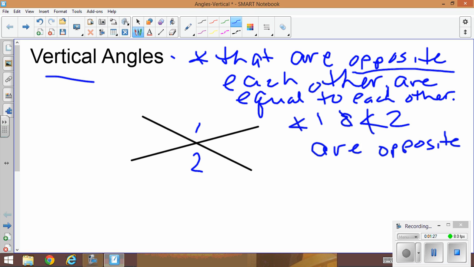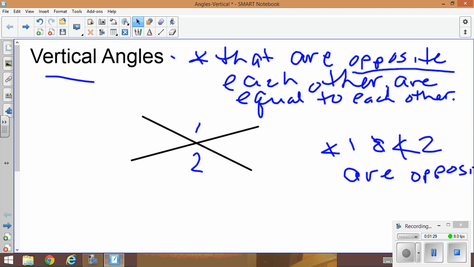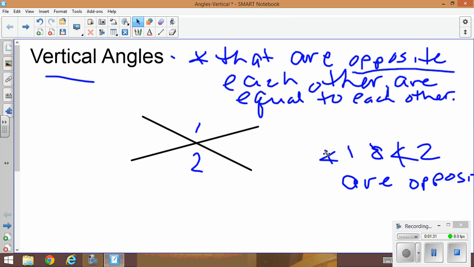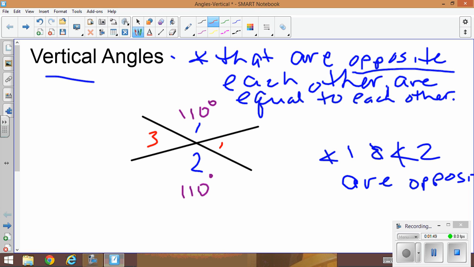Okay, so say angle 1 measures 110 degrees. That means angle 2 measures 110 degrees. Now I want you to take a look at this. If I want to find angle 3 and angle 4, angle 3 and angle 4 are also vertical to each other. I just want to have you take a quick look at this here.